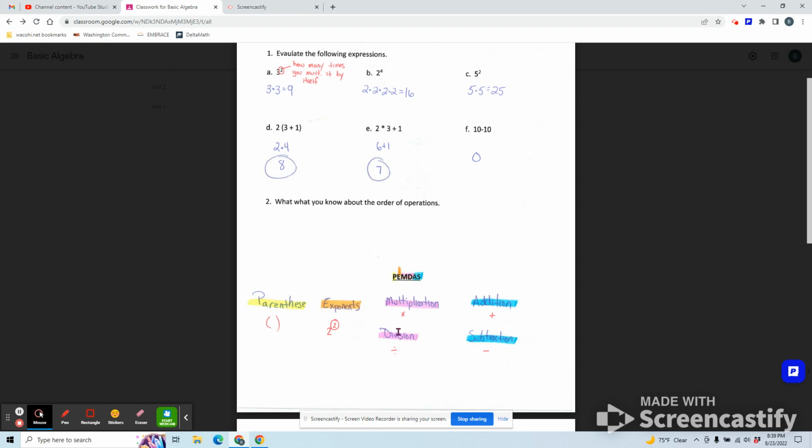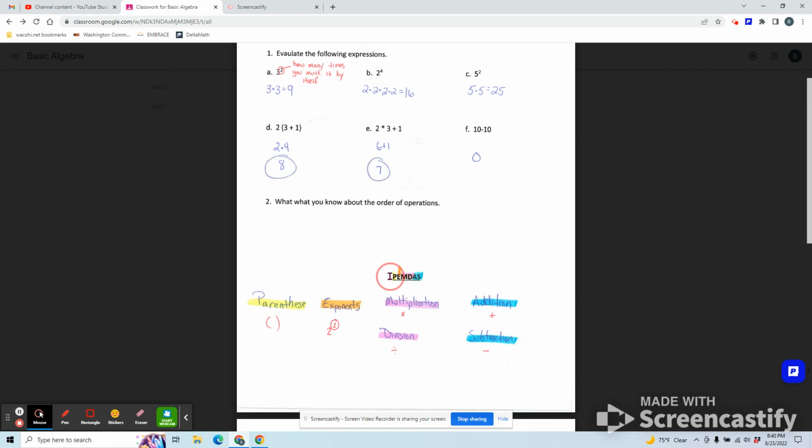Now notice that here these are the same color. Same with these, addition, subtraction. They're the same colors because it's whatever we see first in the statement we do. So if I see multiplication and division both in the expression, I do whichever one comes first. Same thing with addition and subtraction. I do whichever one comes first.